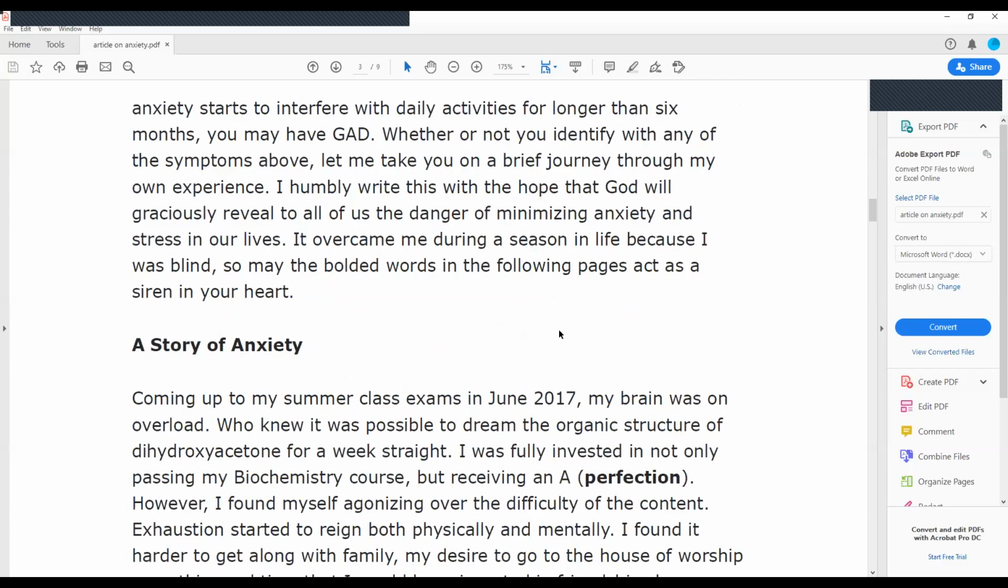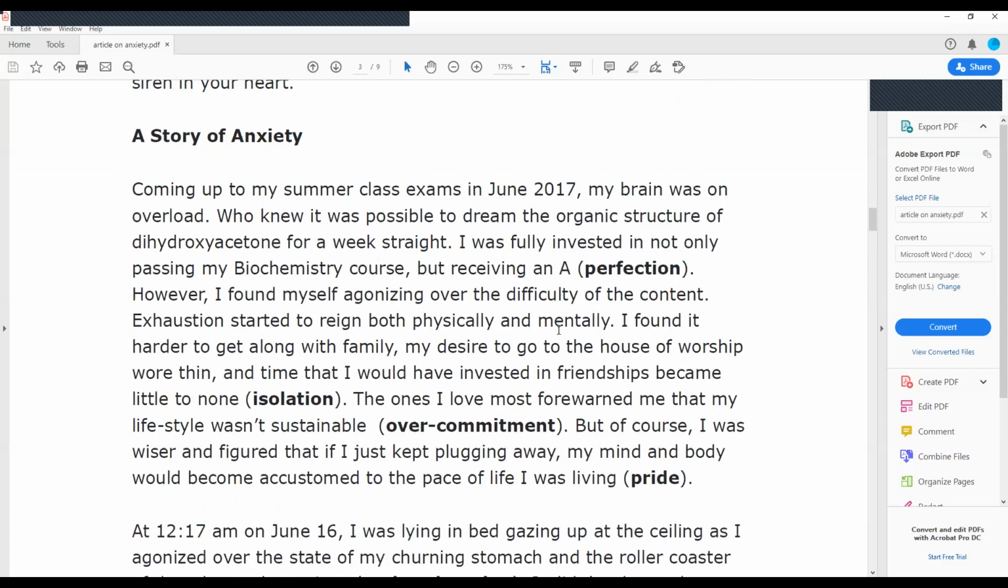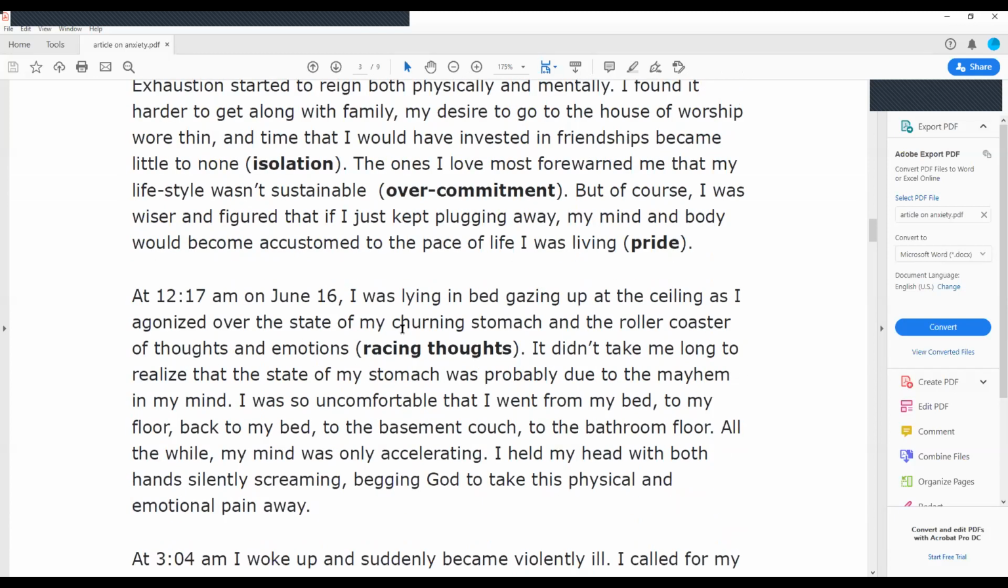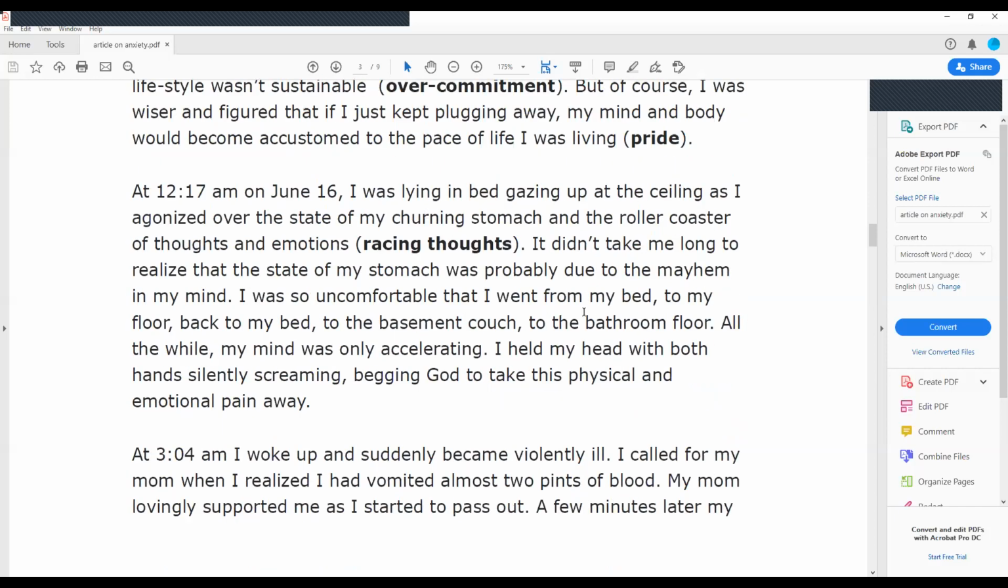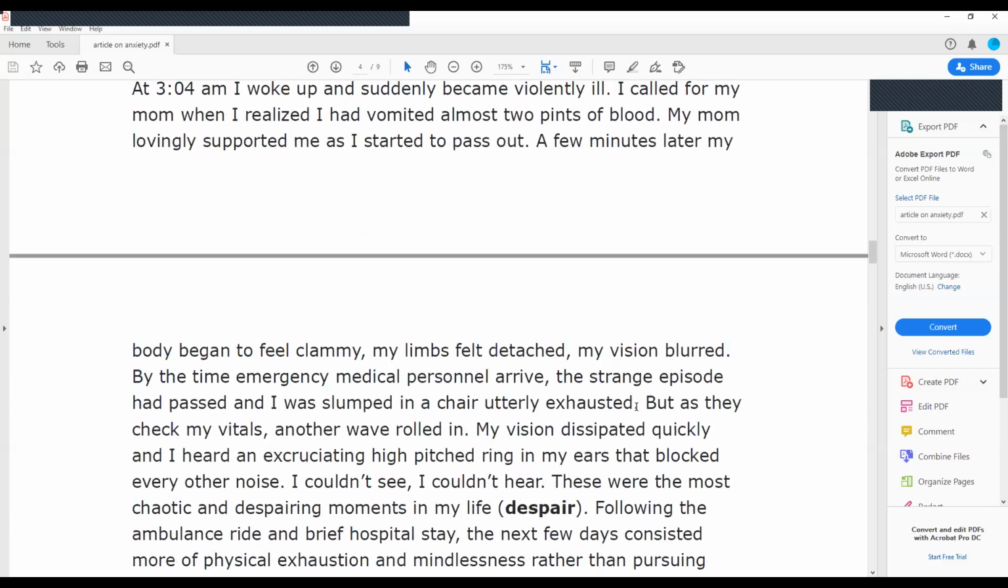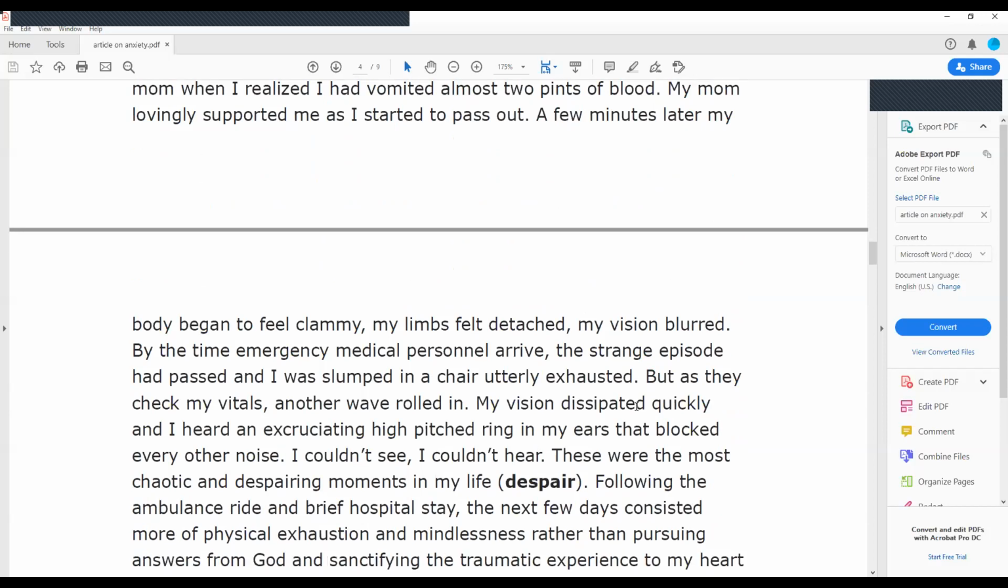So if you read the article, this is about this young person who was very busy and was seeking perfection, specifically looking at courses, so invested in all the things they were doing, they were a bit isolated, overcommitted, and just thought that they could hack it. So there's a pride there of like, I can do this. Then they had a panic attack that was really bad, ended up vomiting blood, which is crazy, meaning like how difficult that experience must have been.